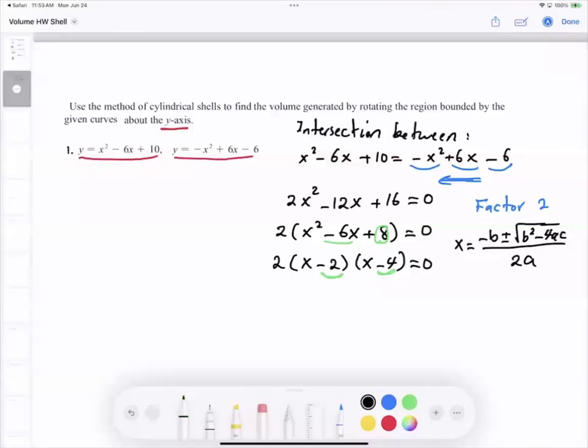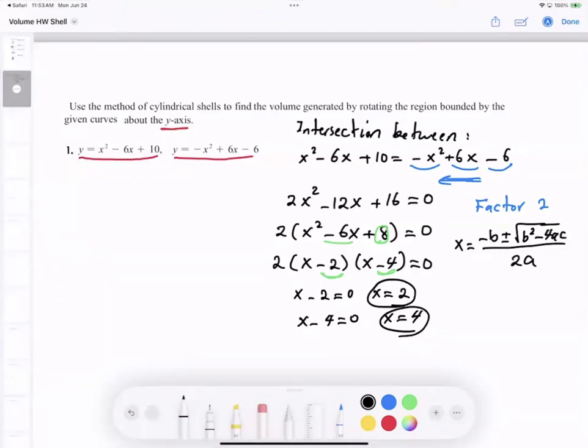So by setting this equation equal to 0, x minus 2 is 0, so x is 2. x minus 4 is equal to 0, so x is 4. So we found the boundary for our x. x is bounded between 2 and 4. Now remember that you are rotating this with respect to the y-axis. With respect to the y-axis, using the shell method, everything needs to be written in terms of x. We're lucky here. Everything is already written in terms of x.